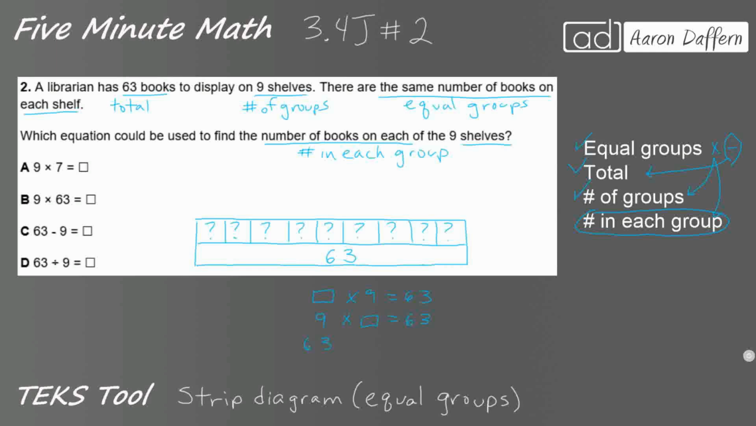So I can say 63 divided by my unknown equals 9. Or I can say 63 divided by 9 equals my unknown. So that's my fact family. Those are the 4 that I can find. And we can see it's this last one right here that can help me find, oh, 63 divided by 9. The answer is D.